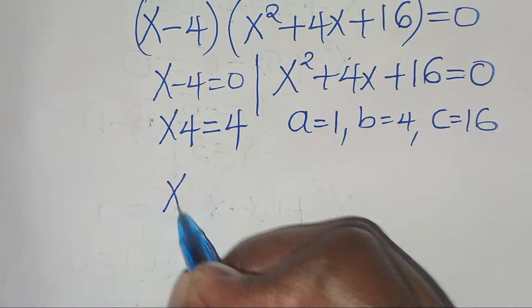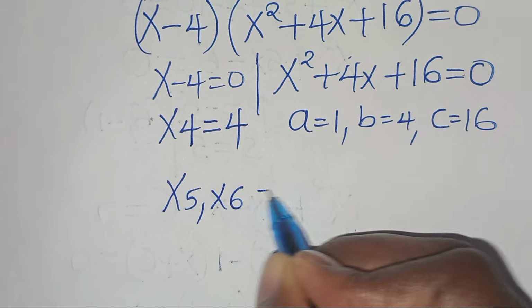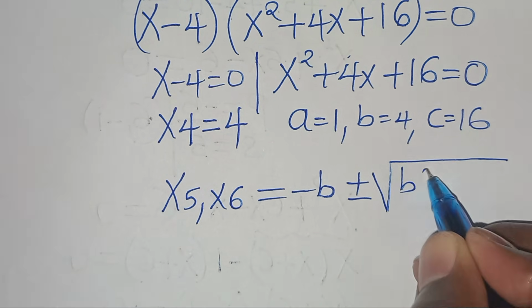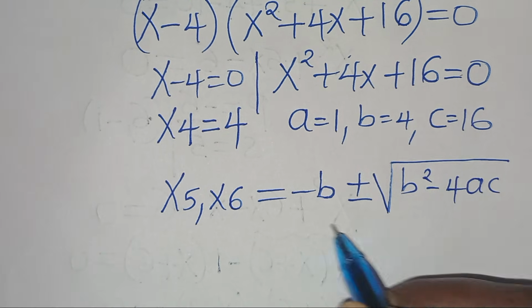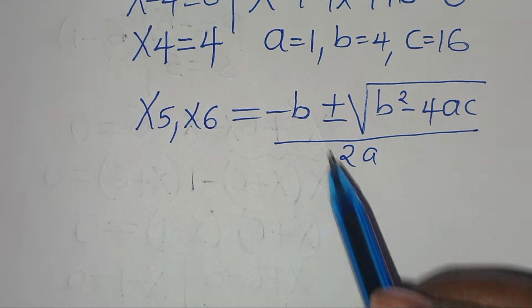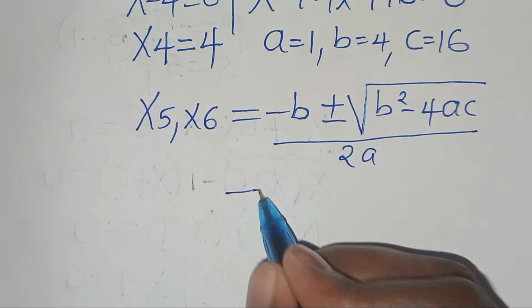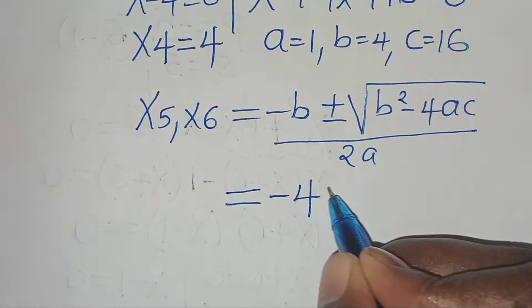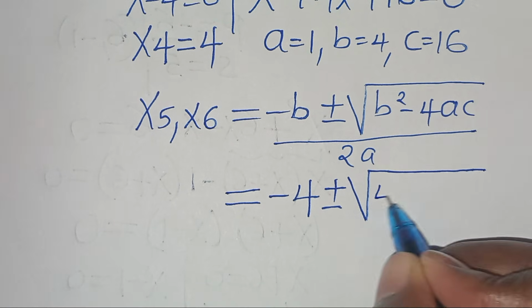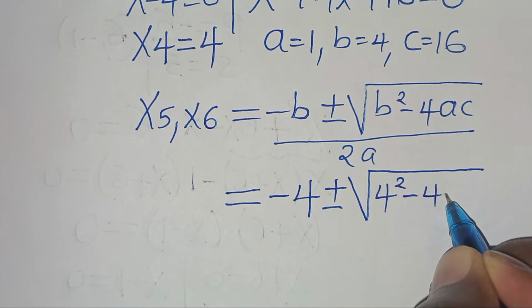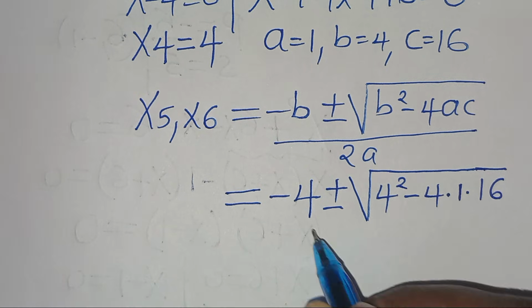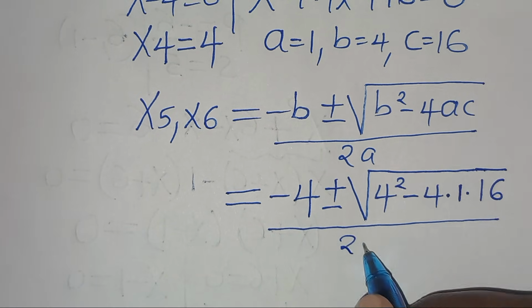Let's solve for the values of x5, x6 by applying the quadratic formula here, which is minus b plus or minus the square root of b squared minus 4ac, everything here divided by 2 times a. Let's substitute the values of a, b, and c so that now here we have minus 4 plus or minus the square root of 4 squared minus 4 times a, which is 1, then times c, which is 16. Everything here divided by 2 times 1.